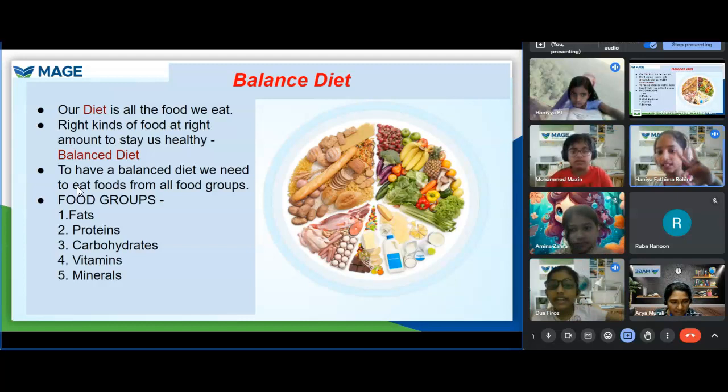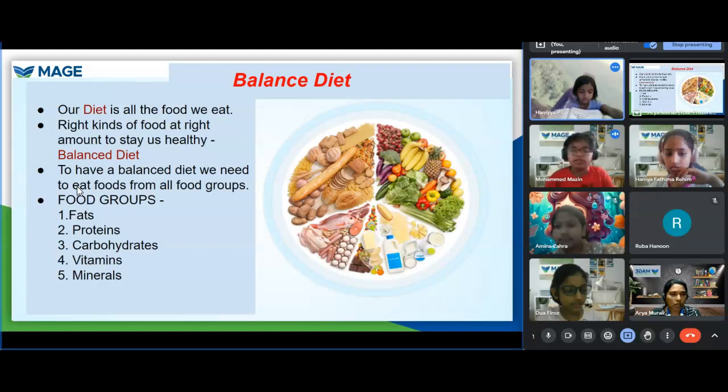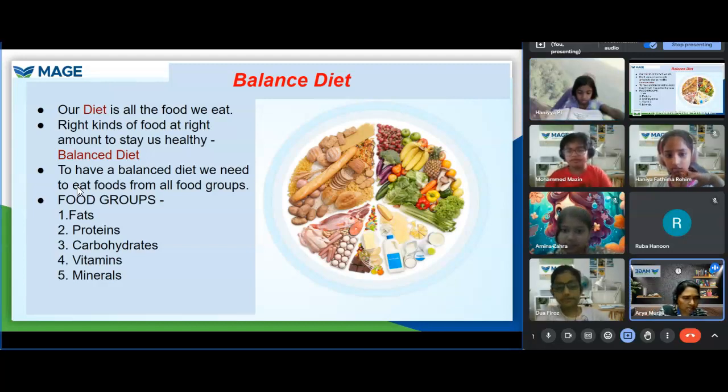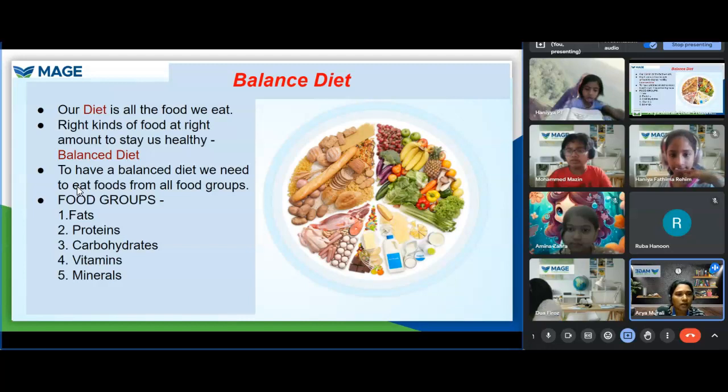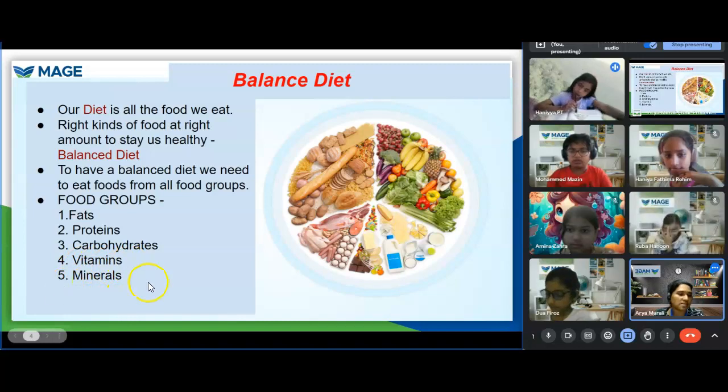Vegetables? Pulses. Yes, very good. So you have the idea. There are so many categorizations, like energy giving food, fat giving food. That categorization depends on different processes. Here in your textbook, the food groups are arranged as fats, proteins, carbohydrates, vitamins, and minerals.